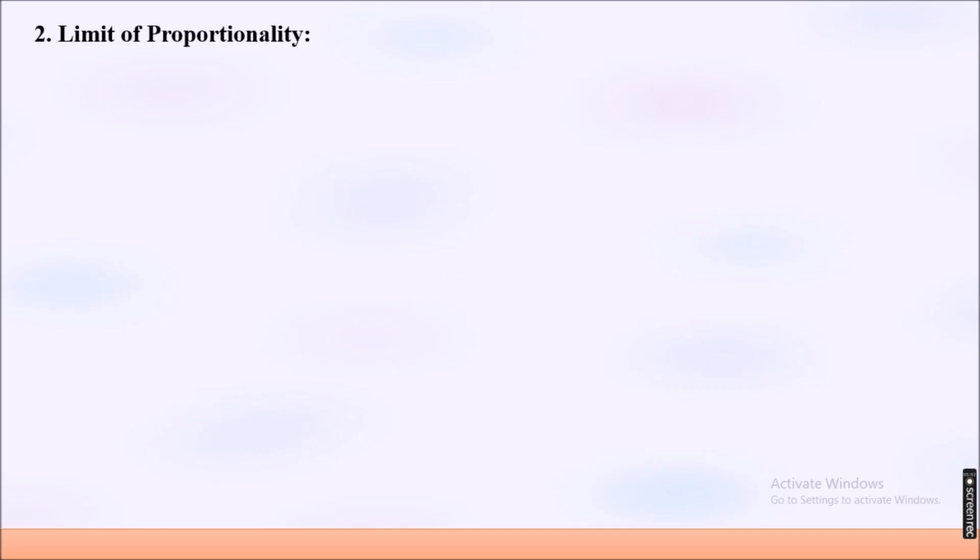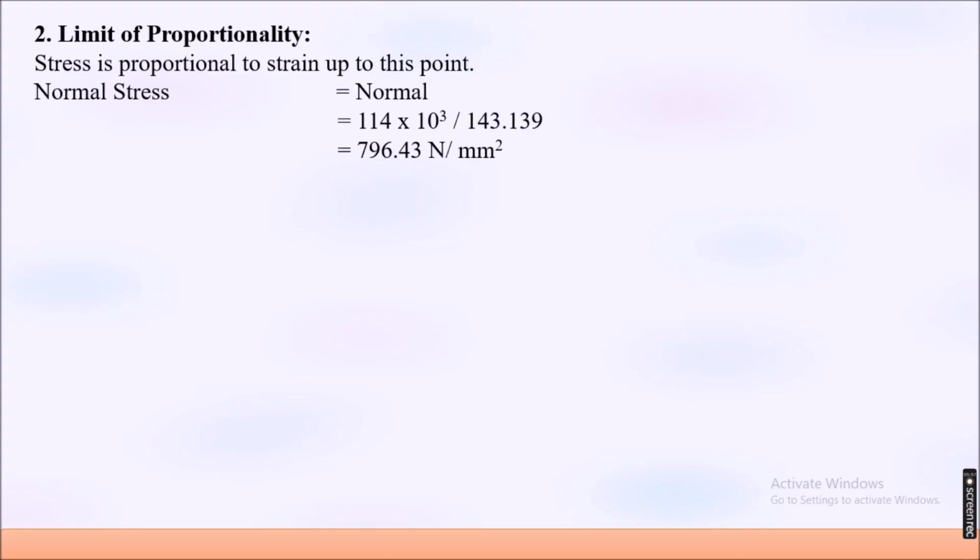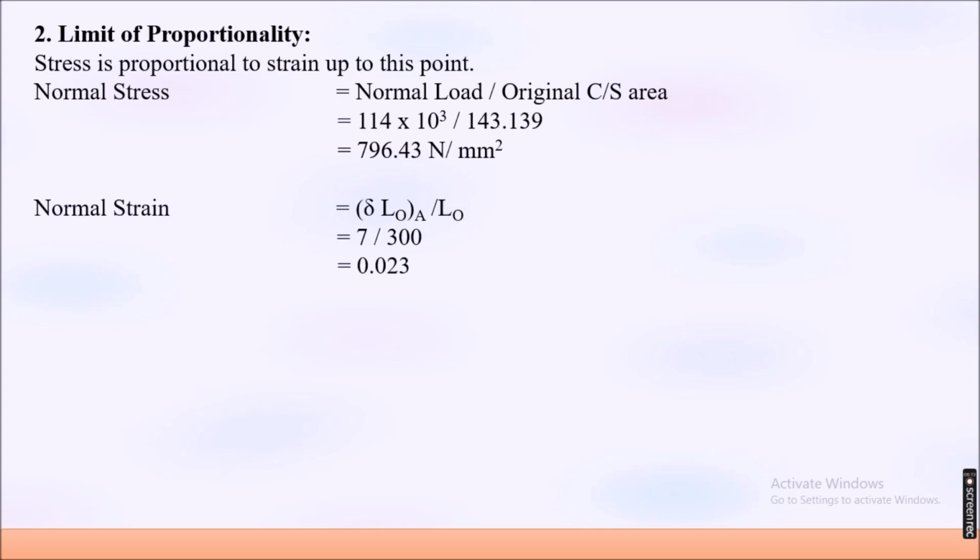2. Limit of proportionality. Stress is proportional to strain up to this point. Nominal stress is normal load divided by original cross-section area: 114 × 10^3 divided by 143.139, which gives 796.43 N/mm². Nominal strain is 7 divided by 300, which is 0.0233.